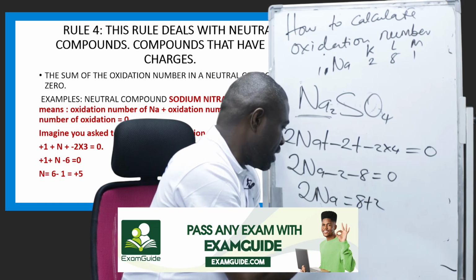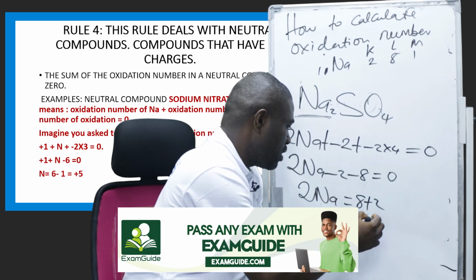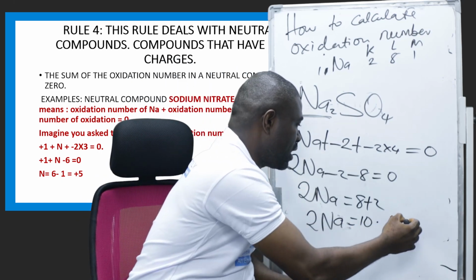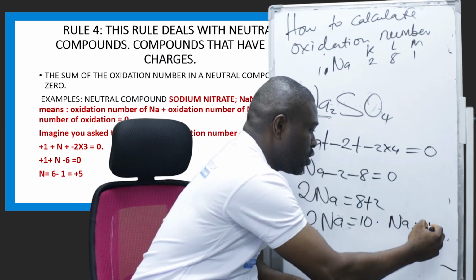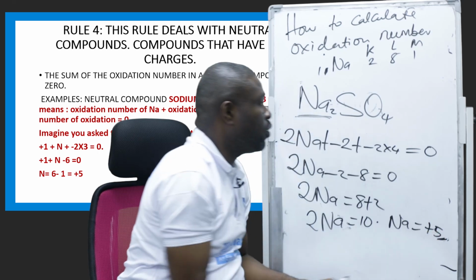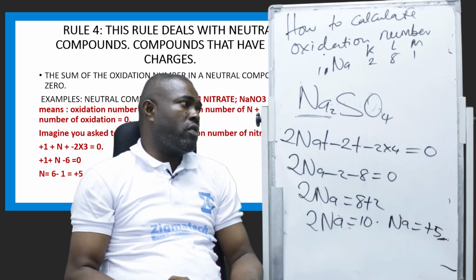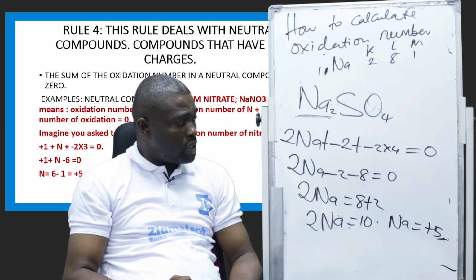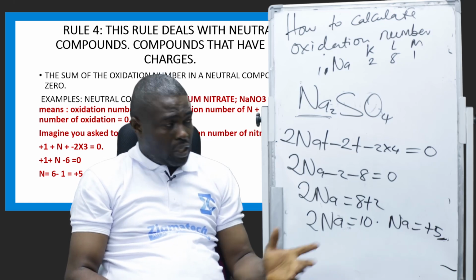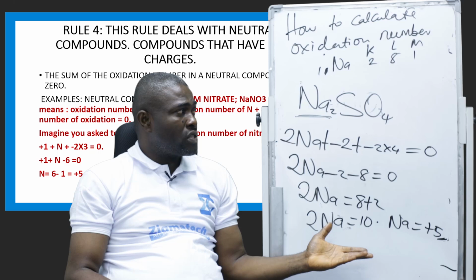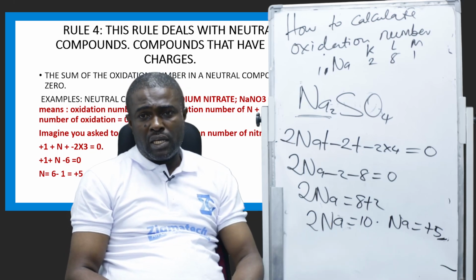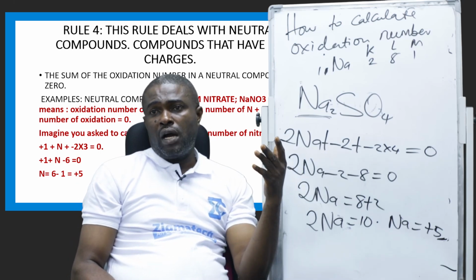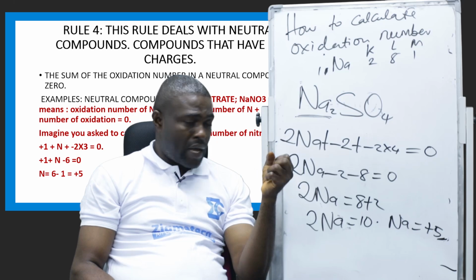So my 2Na becomes equal to what? 10. So from here, what is my Na? My Na now is equal to 10 divided by 2, which is plus 5. You can see the oxidation number of sodium in that compound called sodium sulfate, or sodium tetraoxosulfate, is plus 5. This is the last rule. You'll always be asked to do this in your external exam. I want to believe that what we have done so far will go a long way to help you.